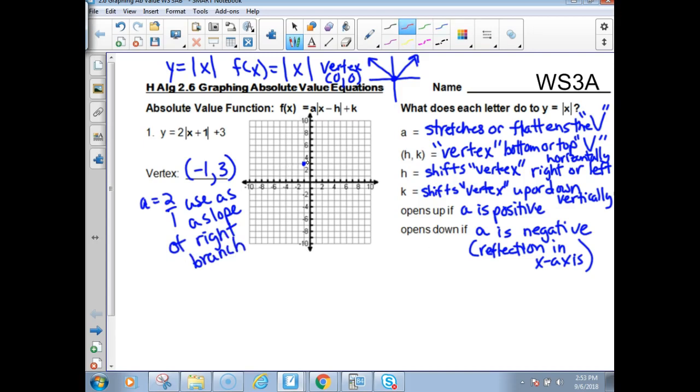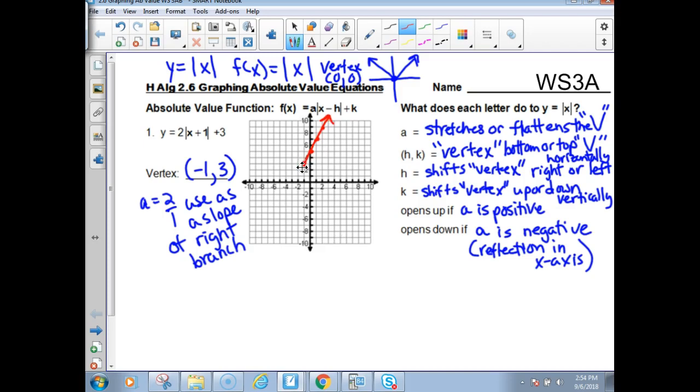So if we get to use that as the slope of the right branch, I'm going back here to my (-1, 3). I'm going to go up right 1 and make a point. Up right 1, and I'm going to keep going. I don't want stubby graphs. That's the right branch of your absolute value graph.